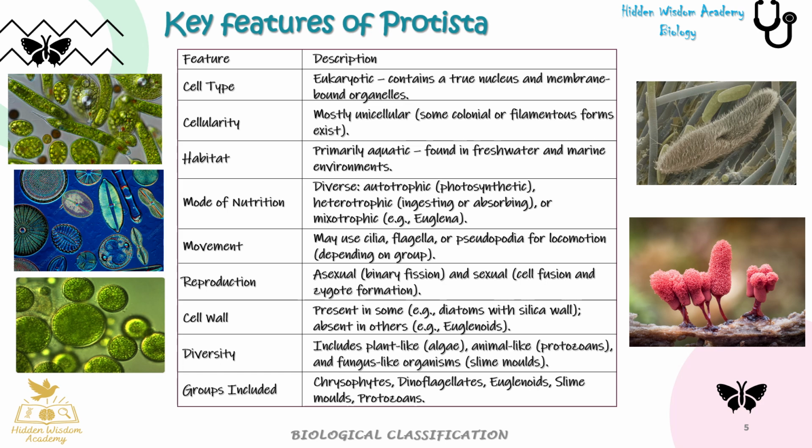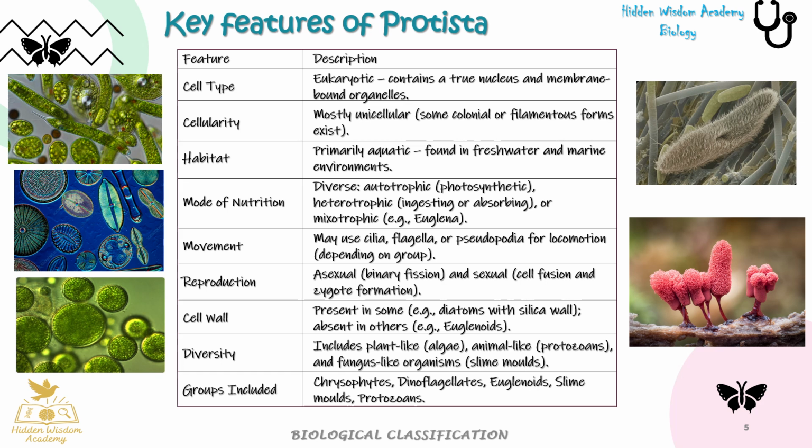4. Mode of nutrition is diverse: autotrophic, photosynthetic, heterotrophic, ingesting or absorbing, or mixotrophic, for example, Euglena. 5. Movement of protists. They may use cilia, flagella, or pseudopodia for locomotion, depending on group. 6. Reproduction. If asexual, binary fission, and if sexual, cell fusion and zygote formation.